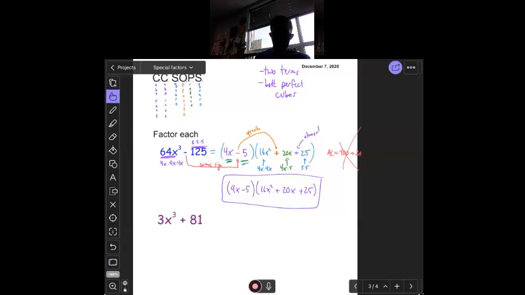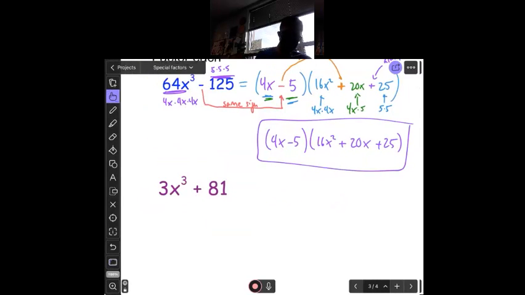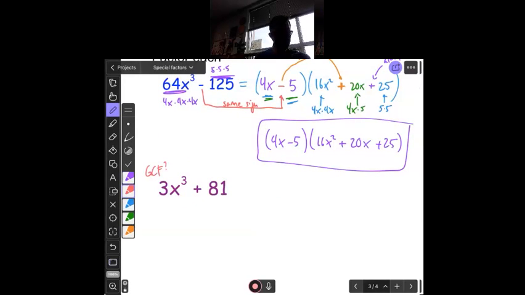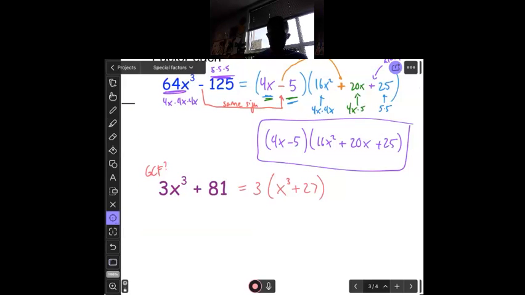Well, what are we forgetting about? Right? Always look for a GCF first. Forgot to do that. Right? That's the most basic step. Look for a GCF. Both of those have a 3 in them. 3 times 27 is 81. So we've taken out everything we can.